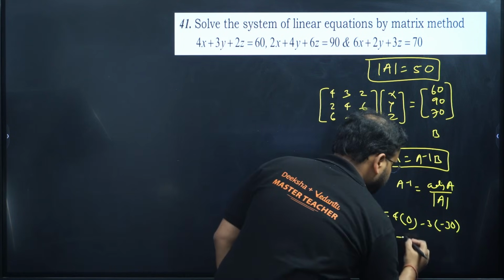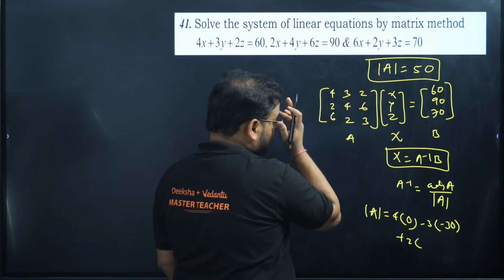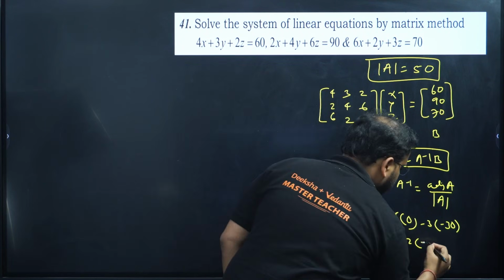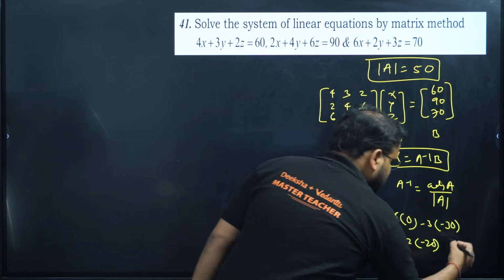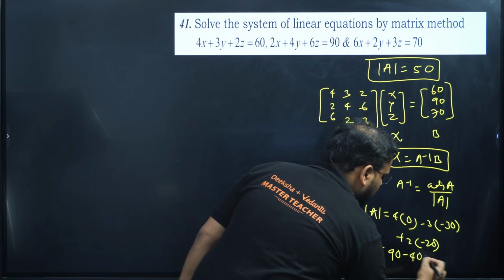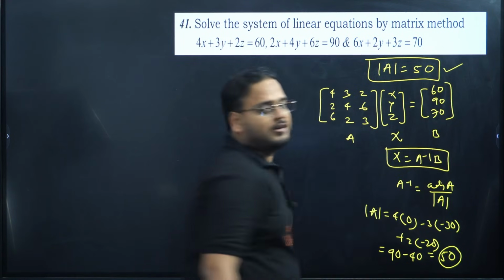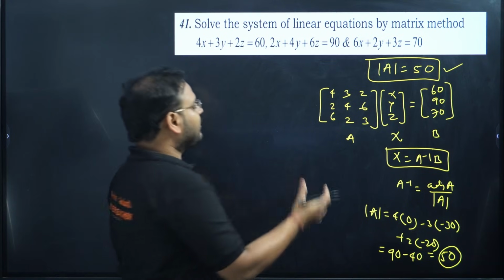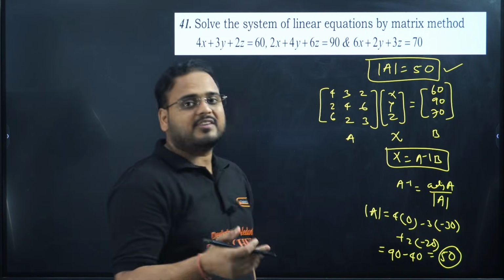The last one plus 2. Check here, 4 minus 24, right? 4 minus 24 is minus 20. So this is going to be 90 minus 40. This is coming as plus 90 and minus 40. Answer is 50. So this is your determinant of A. It is non-zero, means it is a non-singular matrix, so inverse will exist.